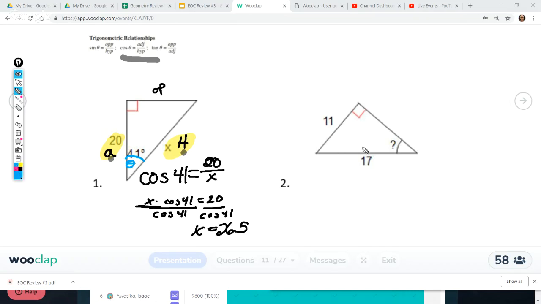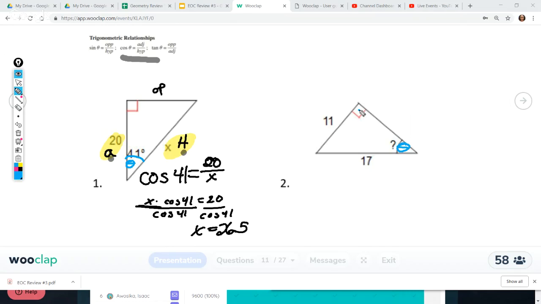For this next problem, the question mark is our theta, but we don't know how many degrees theta is. I have 25 calculators out and I need all 25 back when you leave, so don't take them with you. Okay, so this is my theta.